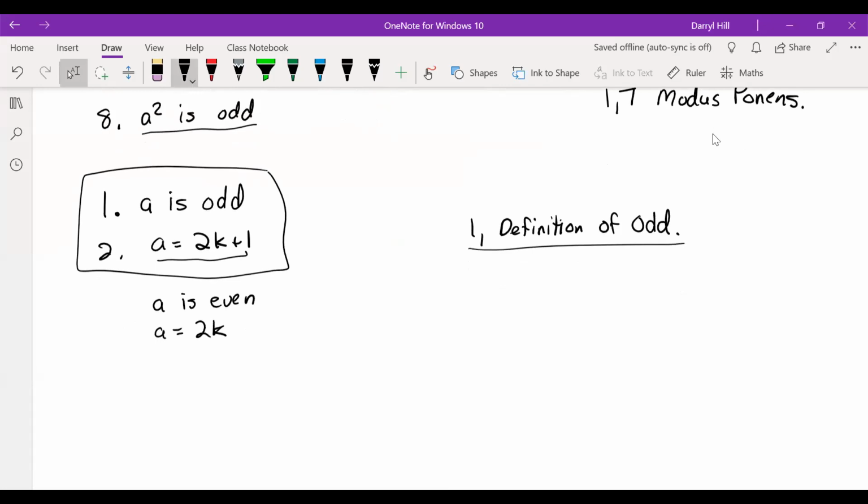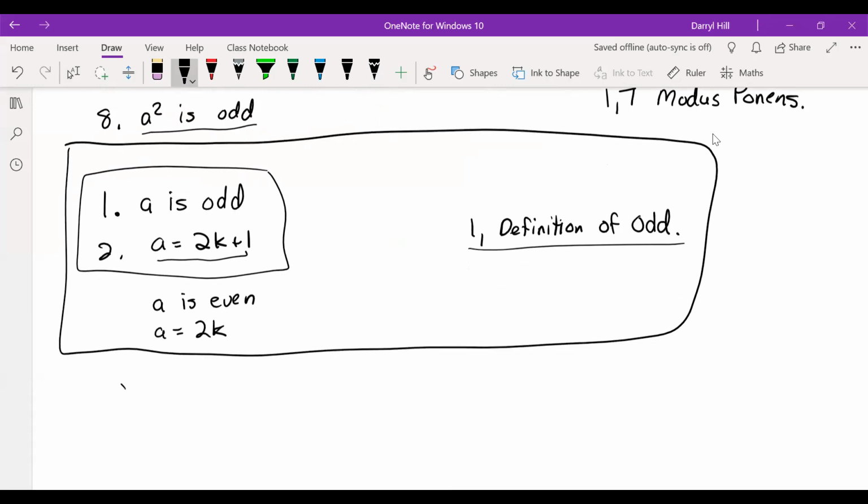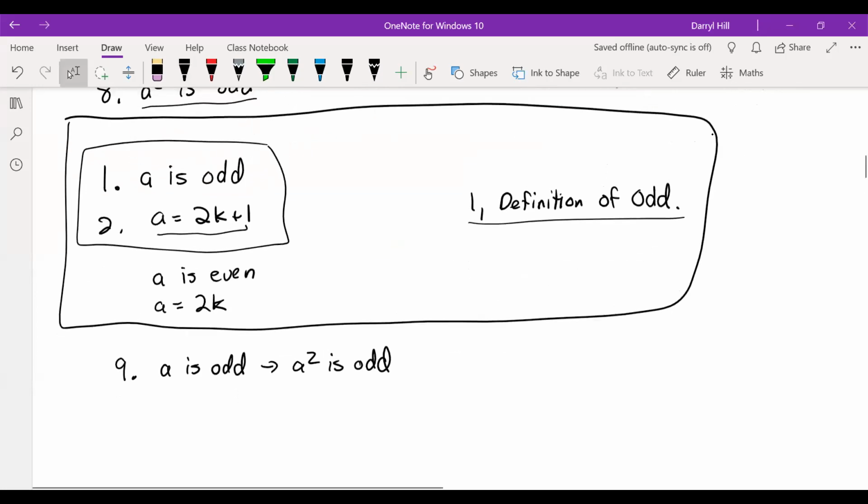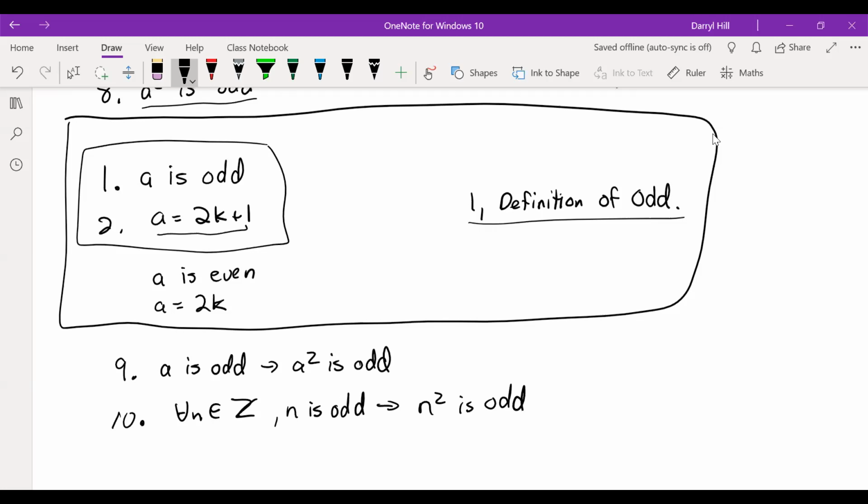All right, so let's put that as an aside. Now we could say that A is odd implies that A squared is odd, since we basically argued that. So if A is odd, then A squared is odd, because we've assumed that A is odd and we've shown that A squared is odd. And then for 10, we can go for all n, and that's using 9 and universal generalization, since A is an arbitrary number. Okay, so is that clear, or are there any questions?